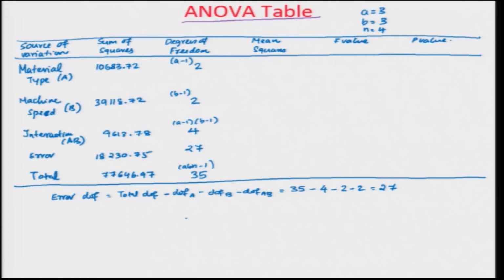Once we have the degrees of freedom, the next thing we need to calculate is what is called the mean squares. So mean square is SSA divided by DOF of A, which is equal to 10683.72 divided by 2. That value gives us, in this particular case, 5341.86.